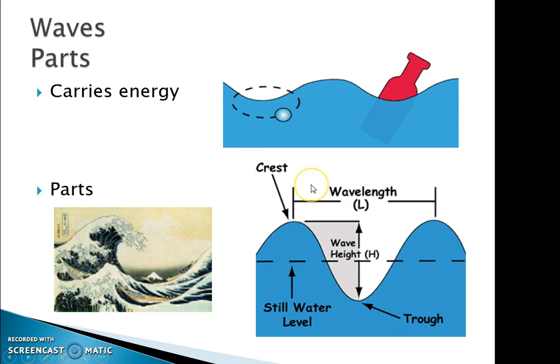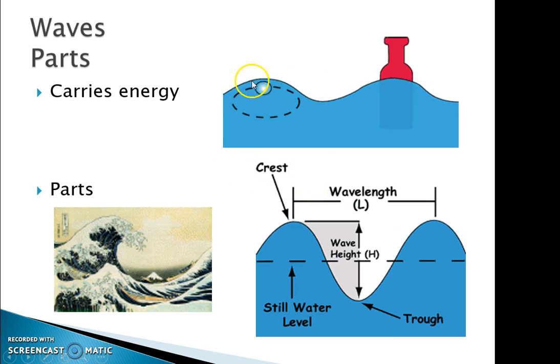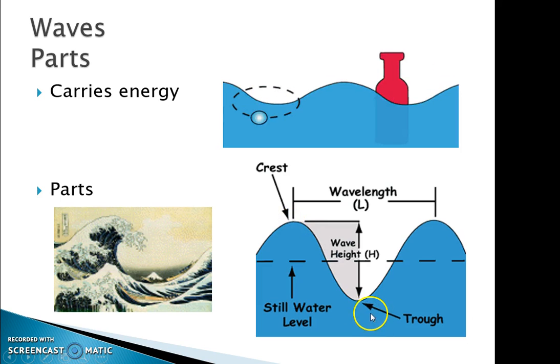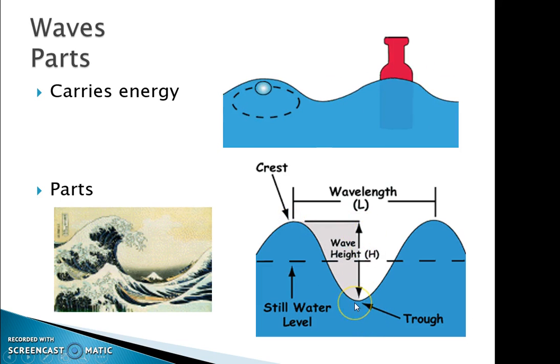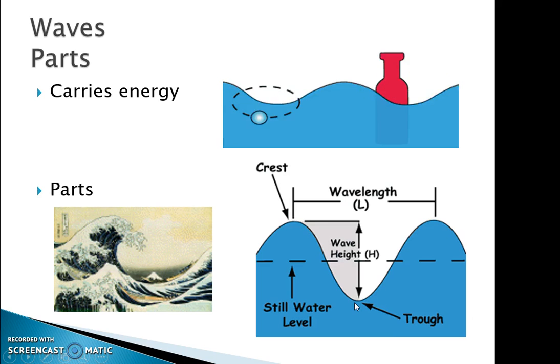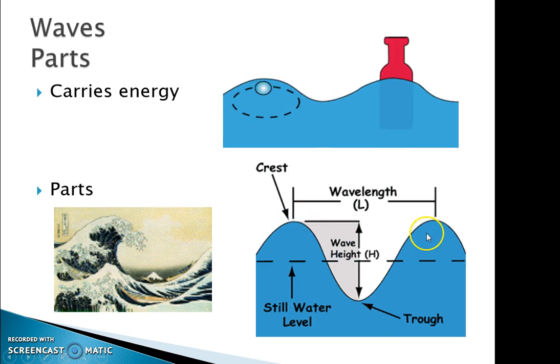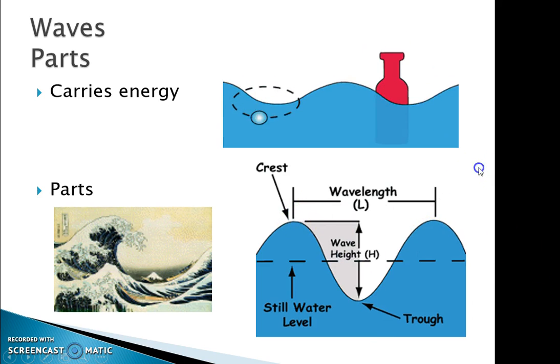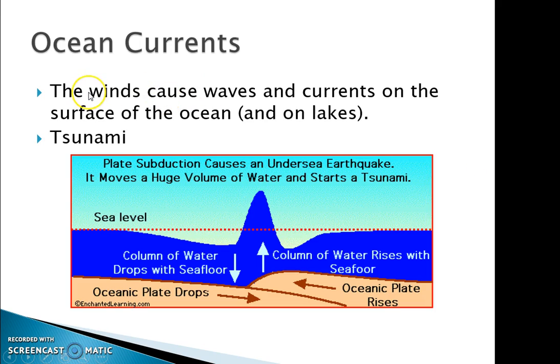Okay, let's talk about the waves themselves. You've got the crest, you've got the trough, and the difference between the crest and the trough is the wave height. The distance between two crests is the wavelength. Okay. Ocean currents cause waves and currents on the surface of the ocean and on lakes.